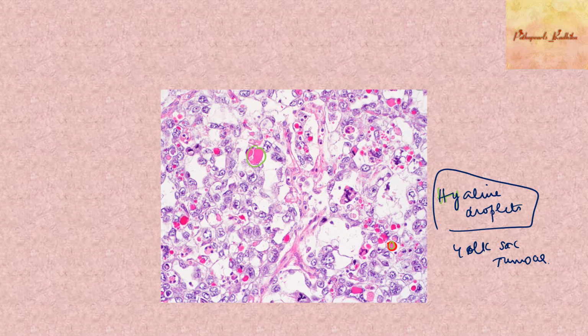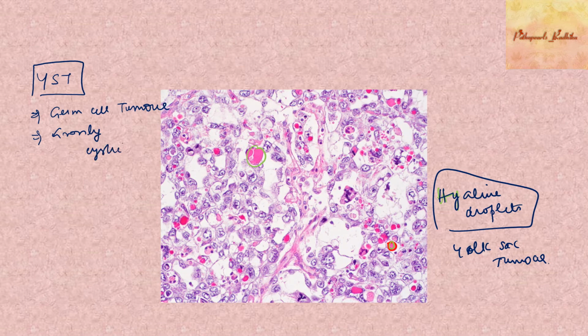Let me summarize the findings of yolk sac tumor. What type of ovarian tumor is it? It's a germ cell tumor. It's the second most common germ cell tumor. The most common germ cell tumor is usually a benign cystic teratoma. Grossly, it has a predominantly cystic appearance. You can have solid areas. There can be hemorrhage and a lot of necrosis.